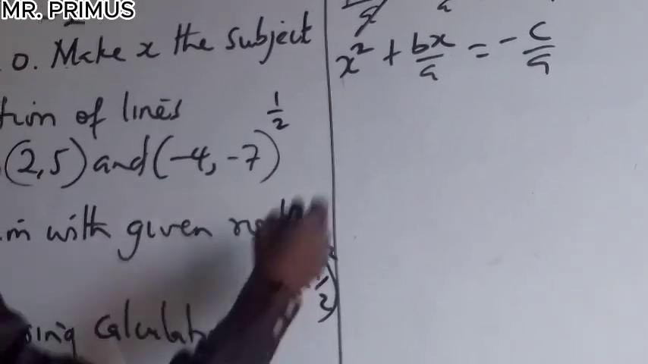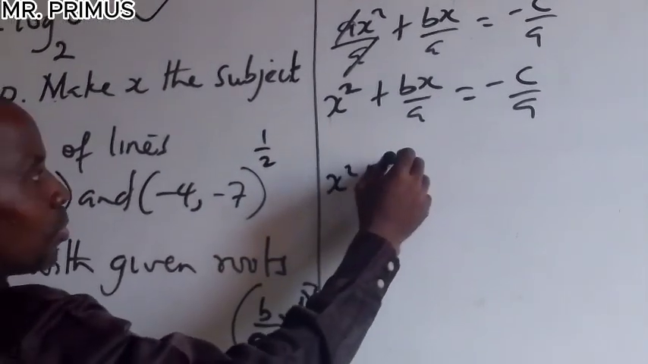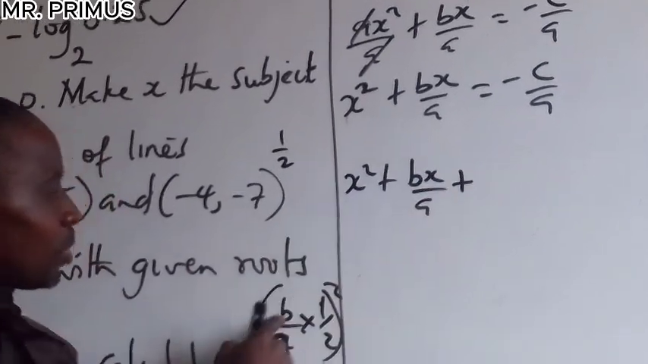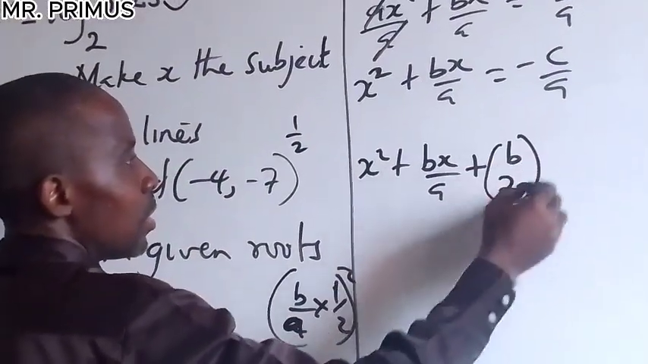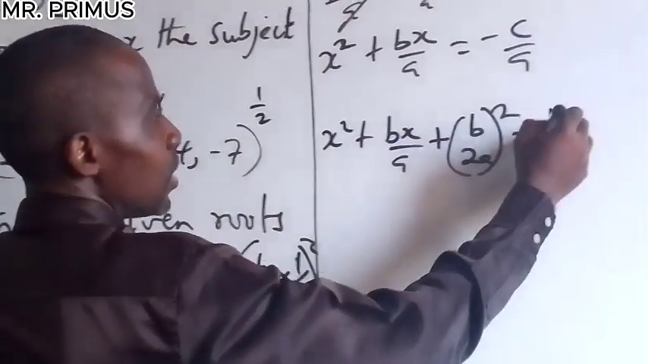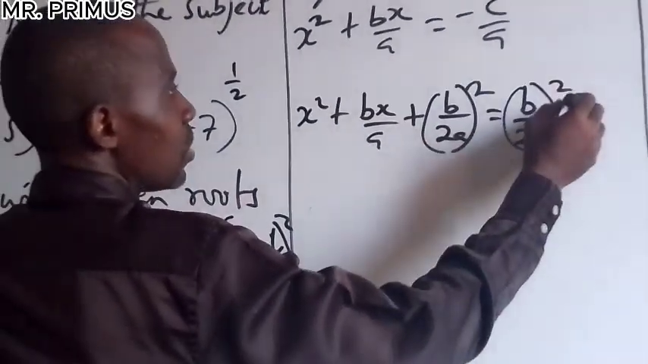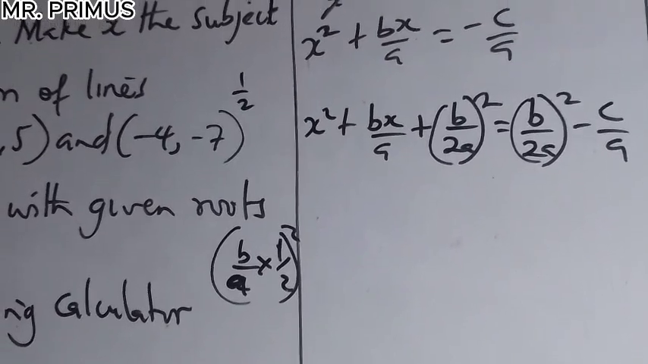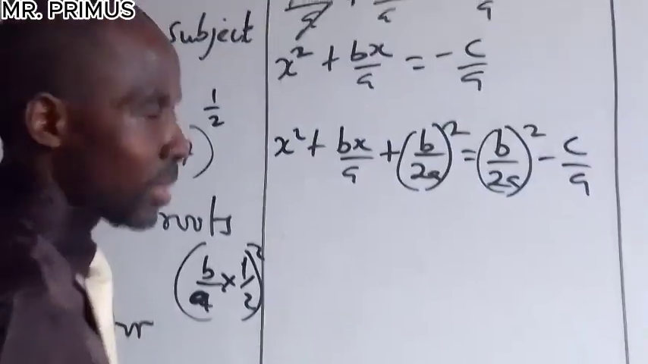So I will say x squared plus bx over a, plus b over 2a raised to power 2. That's what I've done now. Equal to this same thing, b over 2a raised to power 2, minus c over a. So this is what I have now. What I have here and here is still the same thing. This is what I've added. It's still the same thing.